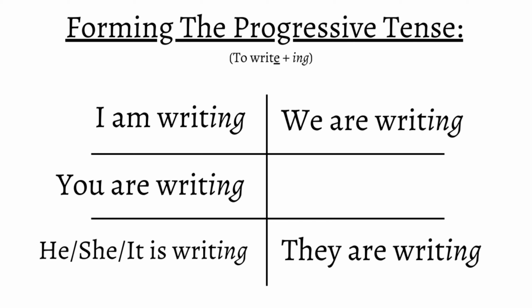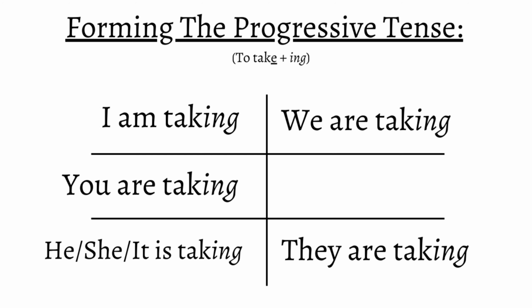Another verb is to write. I am writing. You are writing. He, she, it is writing. We are writing, and they are writing. Another verb is to take. I am taking. You are taking. He, she, it is taking. We are taking, and they are taking.